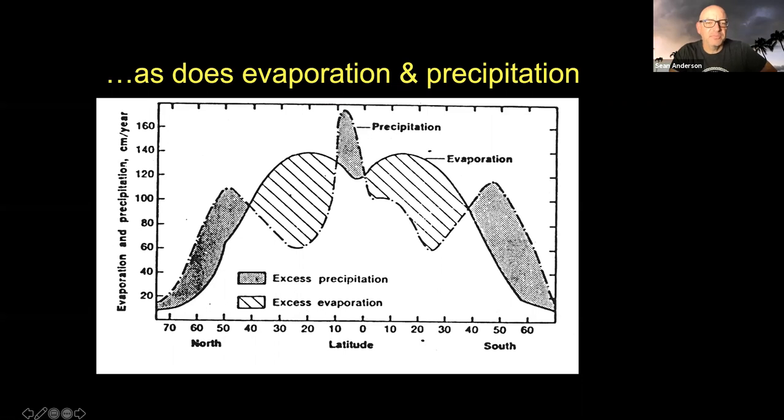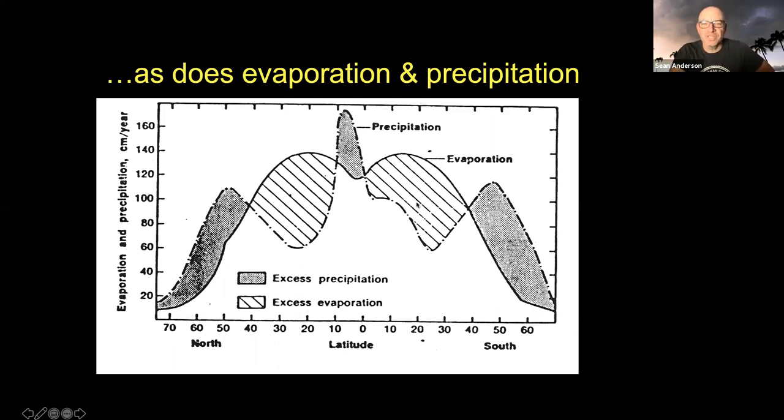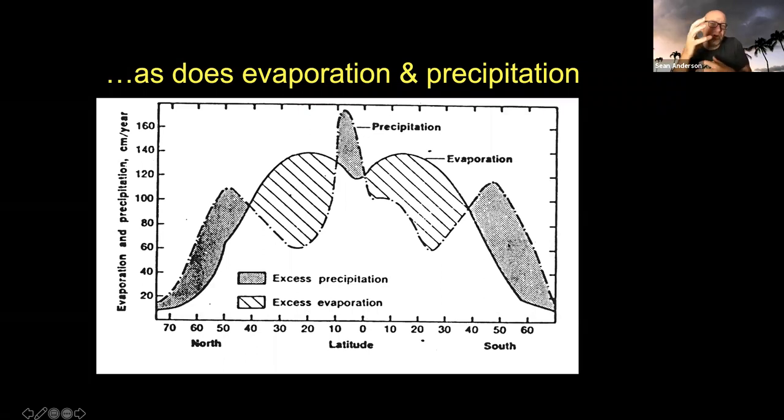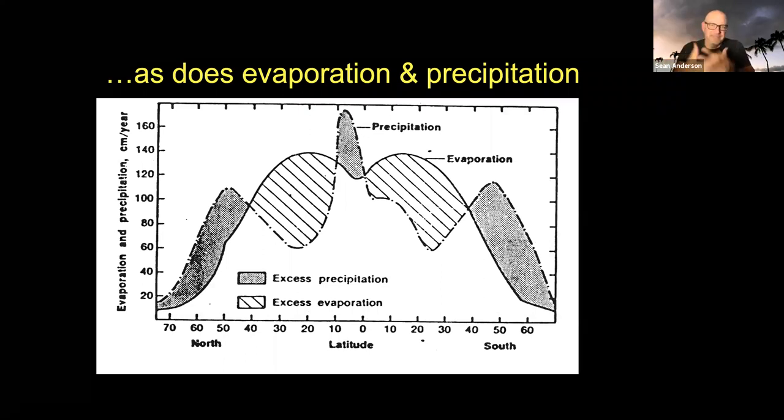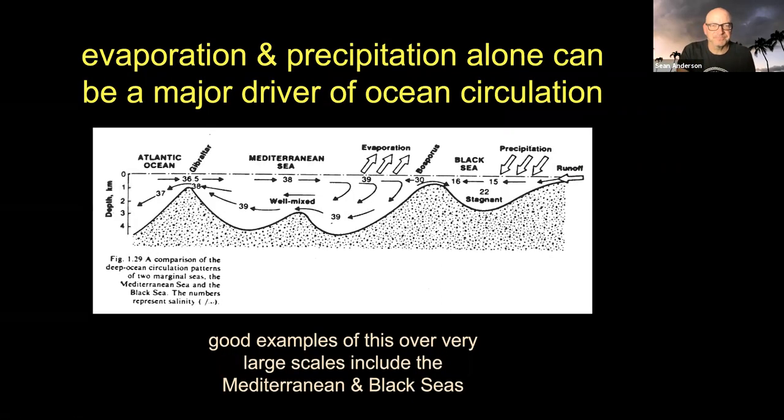The stippled color here is where we're getting more rainfall and we're adding water. And so as we go polewards, we start to get bands where we have a really rainy band, and then a really dry band and a really rainy band here, okay? So this is going to add complexity to the salinity and therefore the density and therefore the movement and all that other stuff of our global ocean.